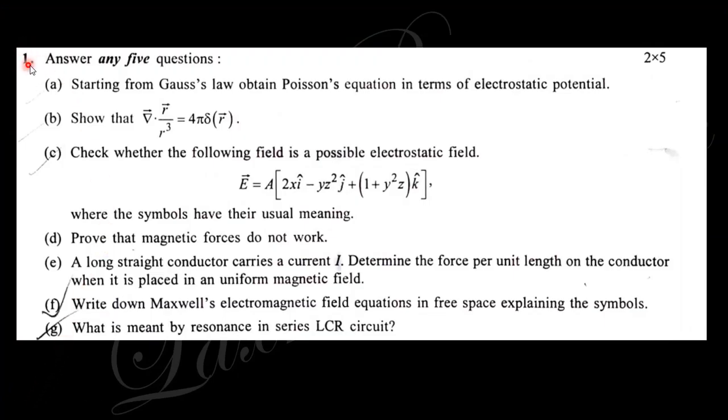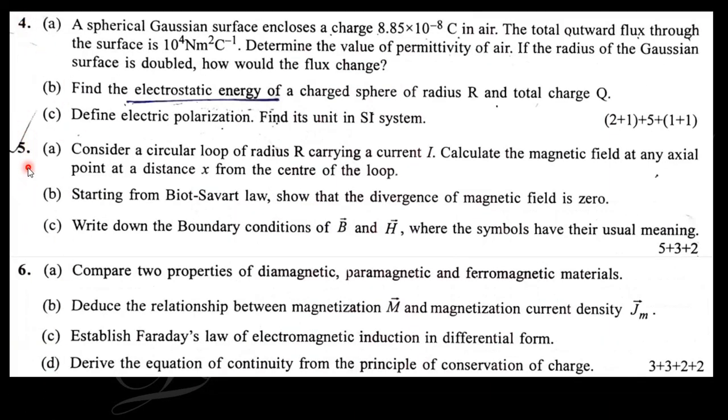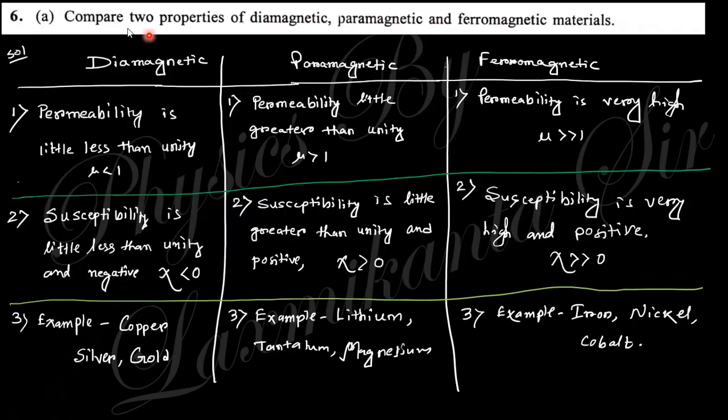This is question number 1, which was discussed in part 1, then question numbers 2 and 3 were discussed in part 2, then question numbers 4 and 5 in part 3, and this is part 4, in which we want to discuss question number 6 and question number 7. So let's start. The first question says: compare two properties of diamagnetic, paramagnetic, and ferromagnetic material.